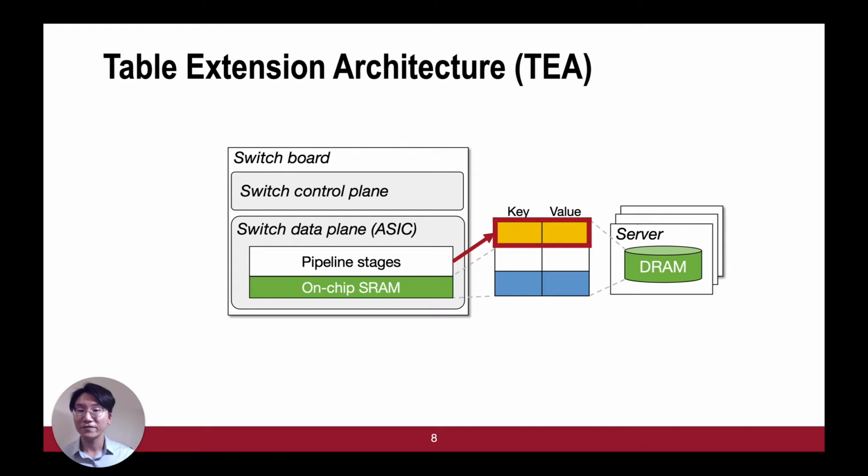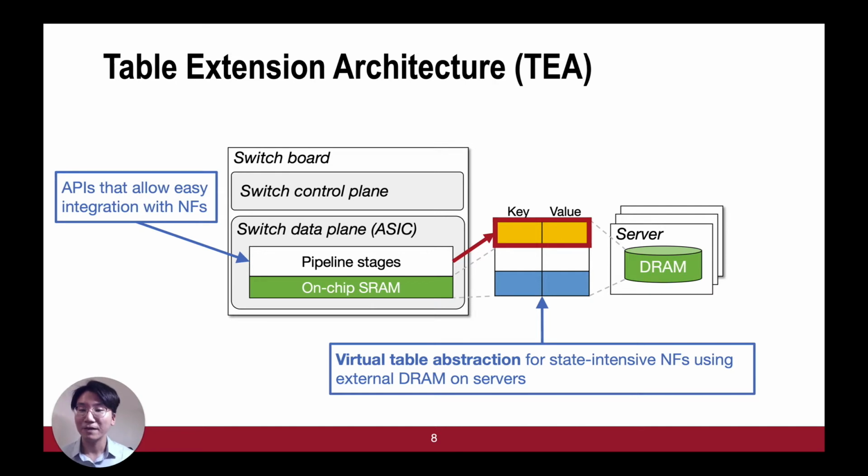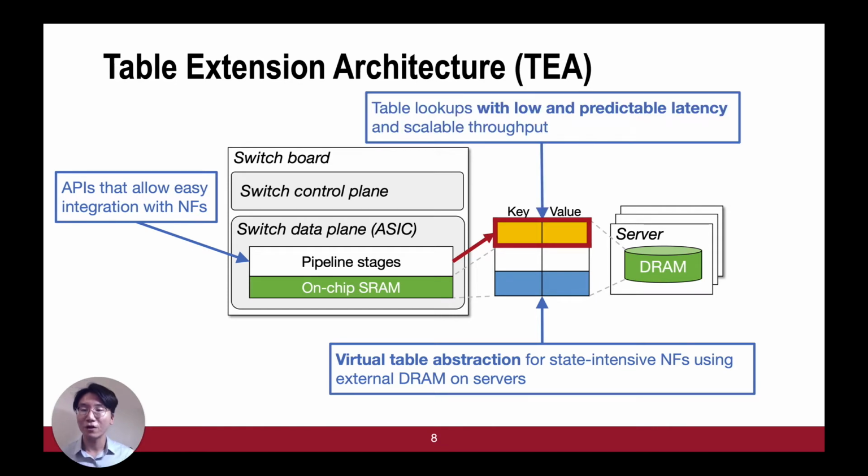To realize this vision in this work, we developed table extension architecture, or T, for programmable switches. Essentially, T provides network functions with a virtual table abstraction that creates an illusion of a large lookup table using external DRAM on servers. And T provides APIs that allow developers to easily enable T in their NF implementations. It also provides low and predictable lookup latency with scalable throughput.